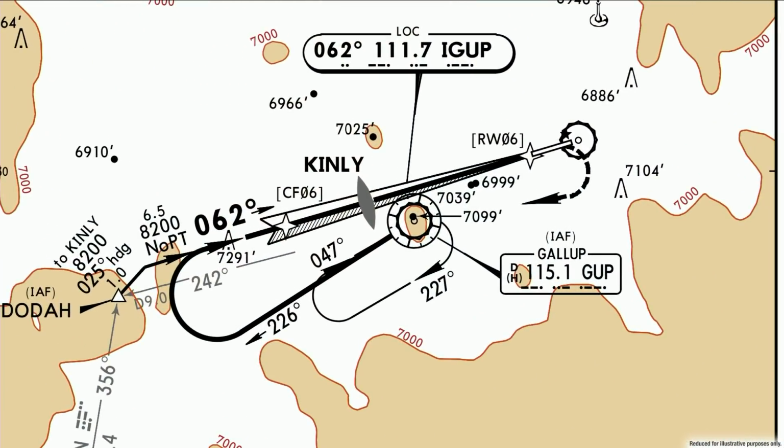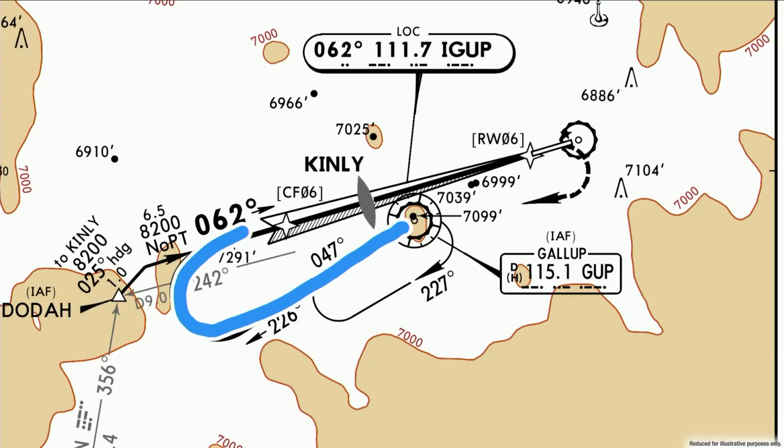If you take a look, you can see the initial approach fix here is the Gallup VOR. From there, you're going to follow the 226 radial outbound from the VOR, which, by the way, does not line up with this missed approach holding pattern. Then you'll execute a 180-degree turn, and you'll proceed inbound on the 062 course from the localizer. This procedure that you see right here is a teardrop procedure turn.